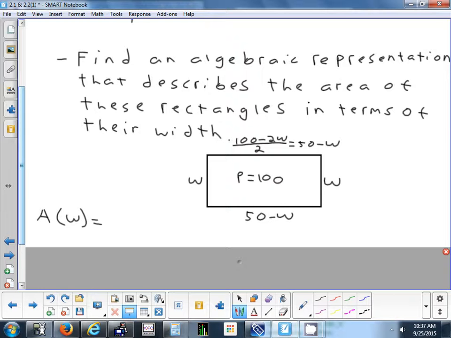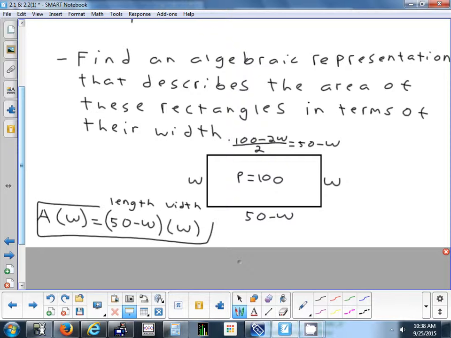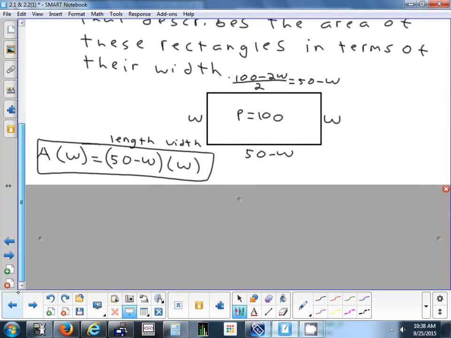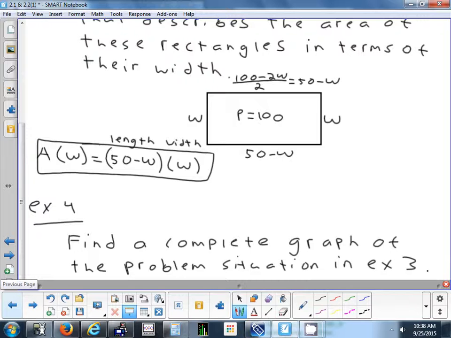So in my problem, the length is 50 minus w. That's length. And my width we represented by w. And there's a formula for the area of the rectangle. Last thing we're going to do with that formula is graph it and see what it looks like on the screen.